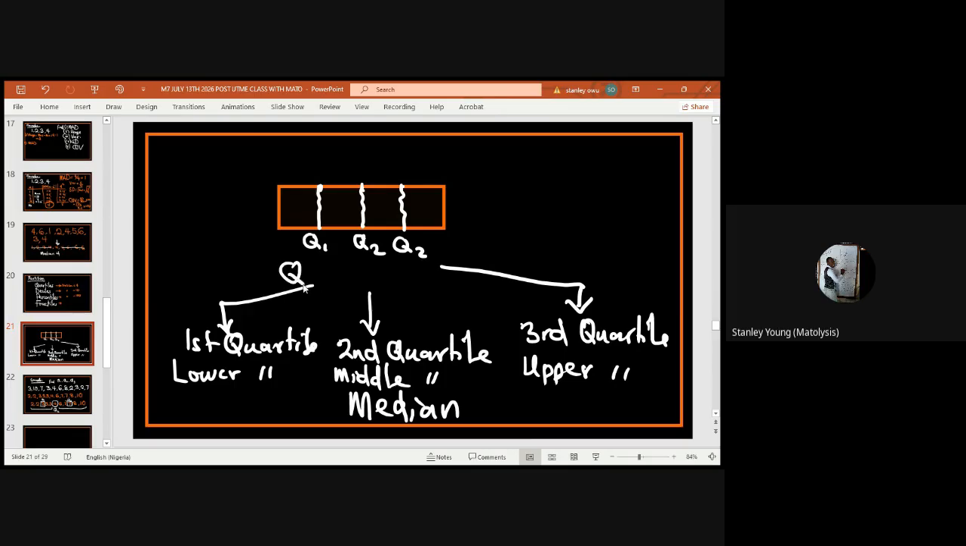Q1 is called first quartile or lower quartile. Q2 is called second quartile or middle quartile, which is also the median. Q3 is called third quartile, which is also called upper quartile.